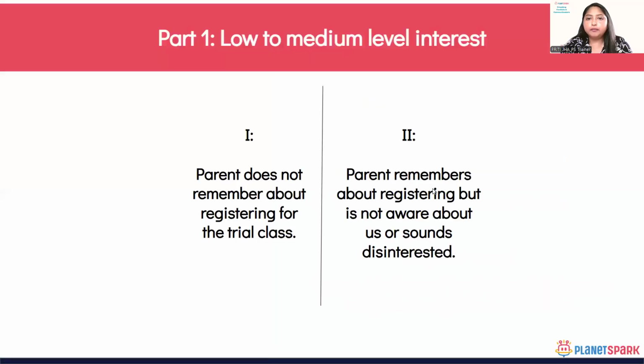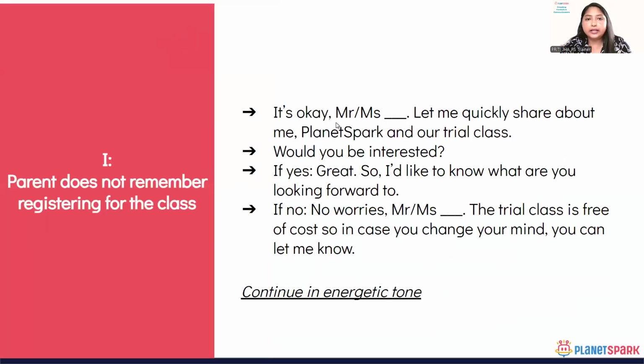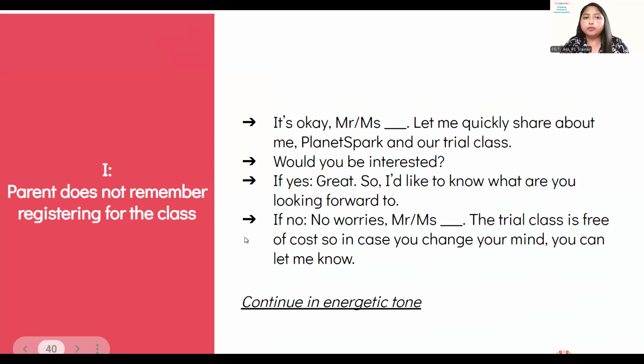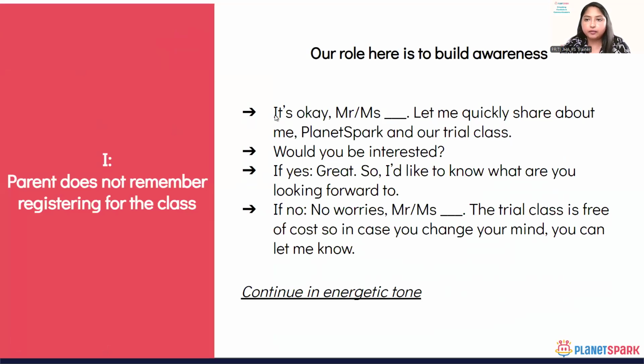Okay, great. So we were on the second situation. The first situation was that the parent does not remember registering for the class. Our role simply here is to build awareness. Do not pester the parent. Understand the vibe of the parent. I don't think he will be getting offended because of this, because there should be some reason how his number has reached us, right? It cannot be from the air. Nobody can get the number from anywhere.